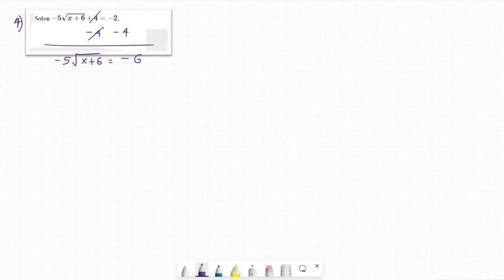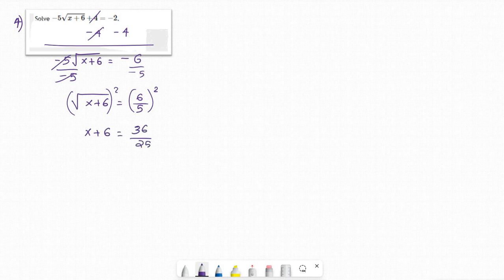Now we want to eliminate this negative 5 from there. So we can divide both sides by negative 5. So negative 5 cancels out. So square root of x plus 6 is equal to negative 6 over negative 5. So it will be 6 over 5, because both negatives will cancel out. Now we need to eliminate this radical, so we can square both sides. Okay, so it is x plus 6 equal to 6 squared is 36, 5 squared is 25.